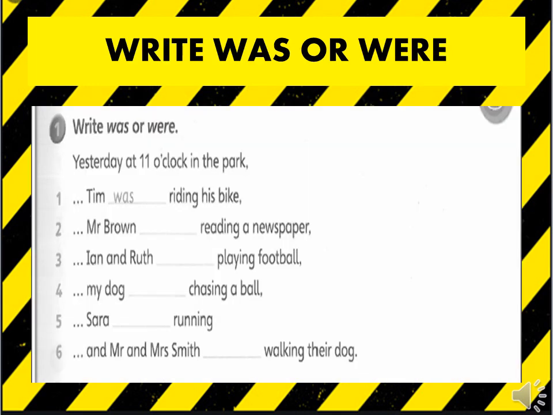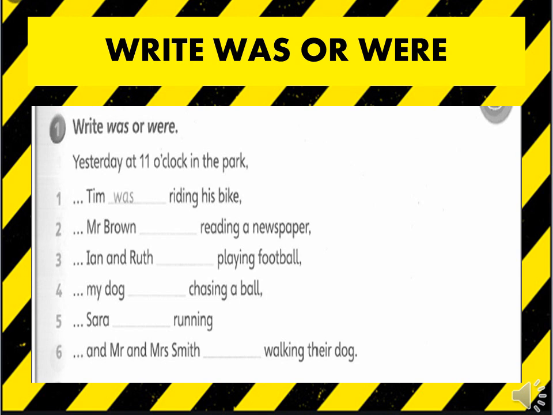Keeping the usage of was and were in your mind, you need to fill the blanks with was or were wherever it is needed. The first sentence has been done for you. It goes like, yesterday at 11 o'clock in the park, Tim was riding his bike.